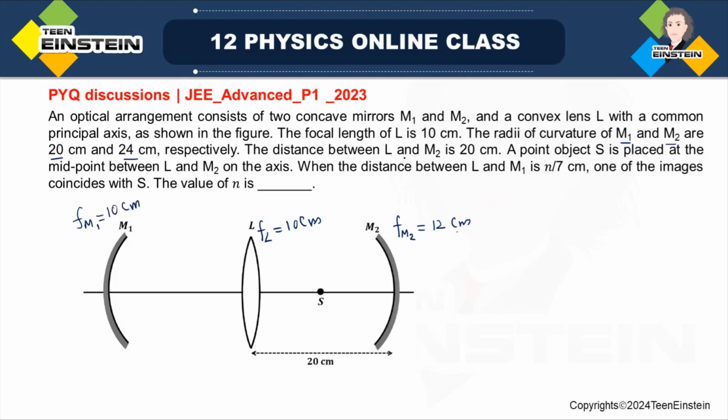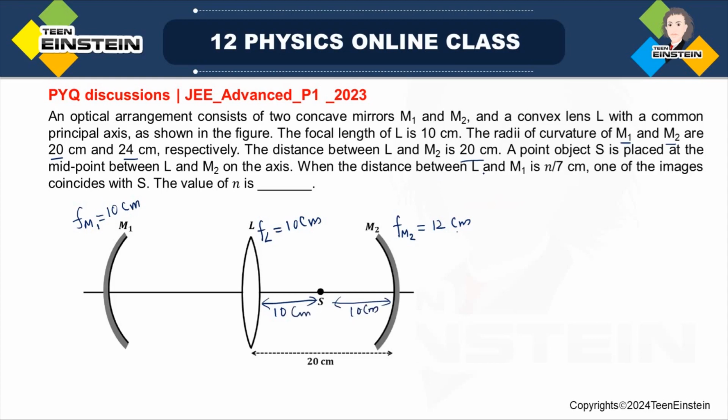The distance between L and M2 is 20 centimeter. So that is given here. You can see this is the lens and this is mirror M2 and the distance between them is 20 centimeter. A point source S is placed at the midpoint of L and M2. So this is the point source which is kept exactly at the midpoint. That means this is 10 centimeter, and this is also 10 centimeter.